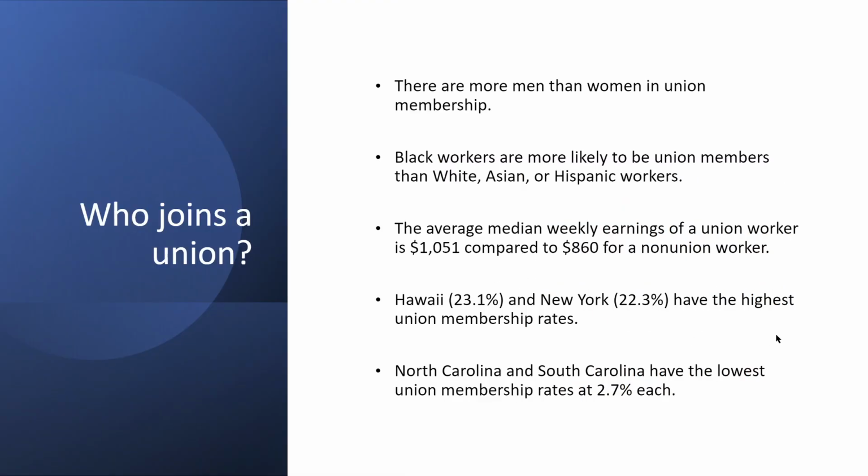So who joins a union? Well, there are more men than women in union membership. Black workers are more likely to be union members than white, Asian, or Hispanic workers. The average median weekly earnings of a union worker is $1,051 compared to $806 for a non-union member. Hawaii and New York have the highest union membership rates, and North Carolina and South Carolina have the lowest union membership rates.